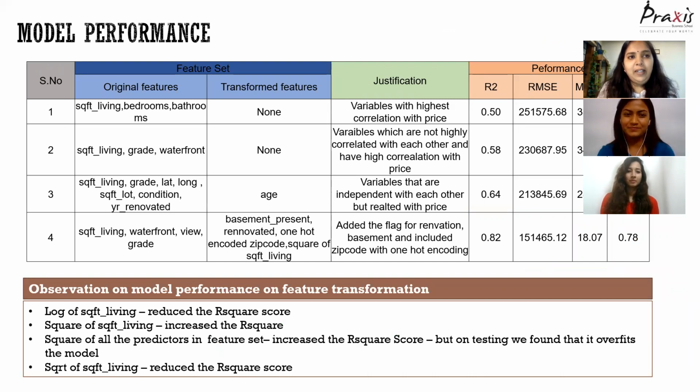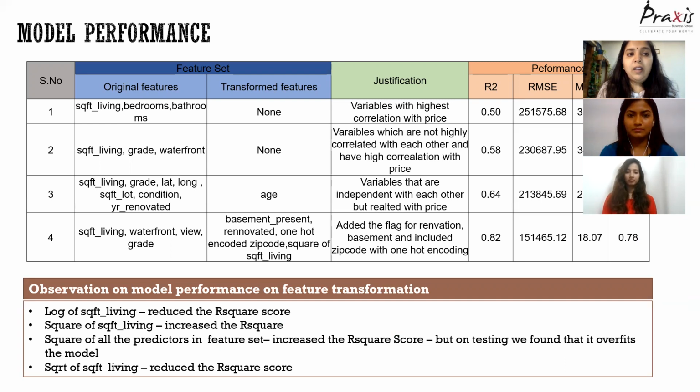After torturing the data, now we are ready for fitting it into a linear regression model. We have 4 feature sets. We started with the first one, which looked very obvious: square feet living, bedrooms, and bathrooms. But what we see is that the model performance is not good. So what we learned, as Supriya told in the previous slide, is that if the features among the feature set are correlated among themselves, then this will destabilize the linear regression model, and we should avoid doing it.